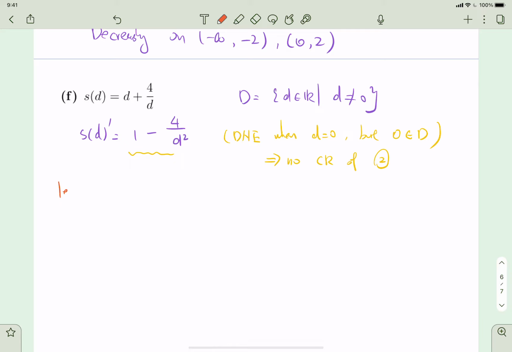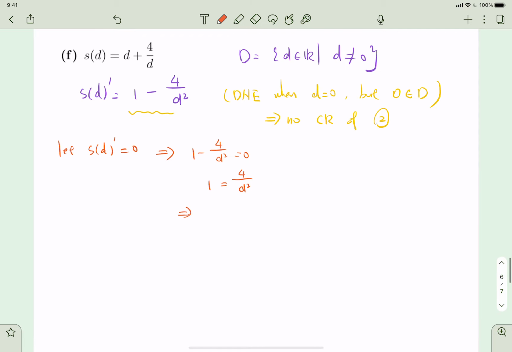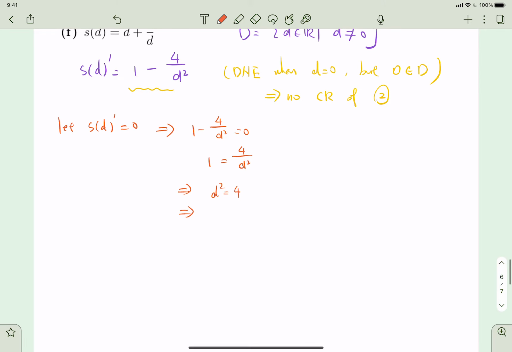So now let this equal to 0, and we have now 1 minus 4 over d squared equal to 0, right? So 1 equal to this, right? And it implies that d squared is equal to 4. So d is equal to positive and negative 2, right? So these are the critical numbers of the first type, right?